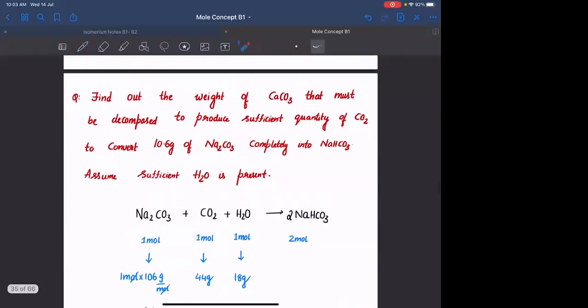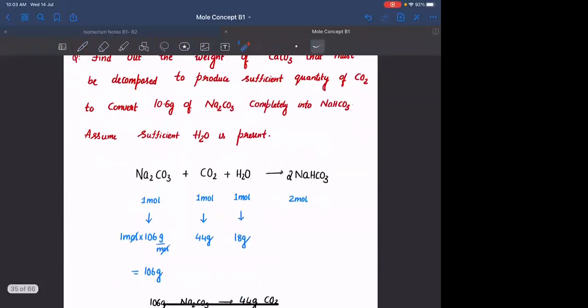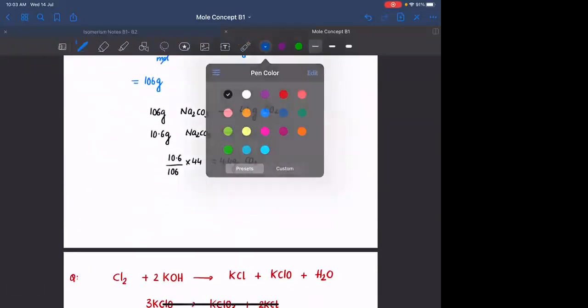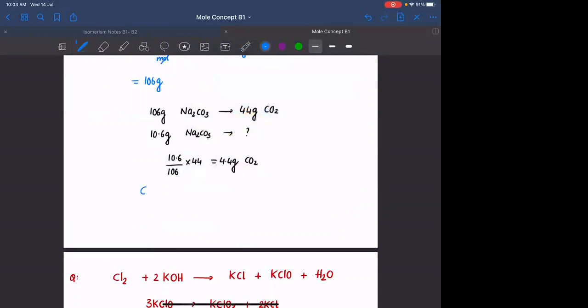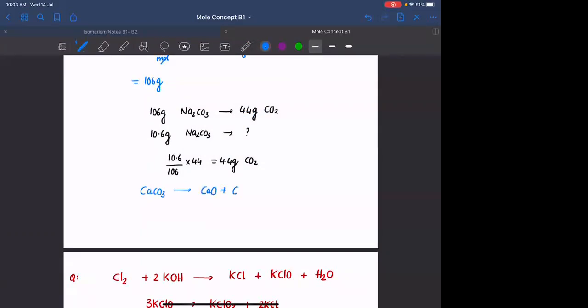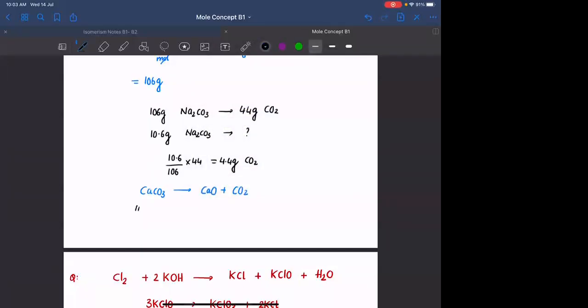But how are we obtaining CO2? Read the question. Find out the weight of CaCO3 that must be decomposed to produce CO2. So we are obtaining this CO2 by decomposing CaCO3. So you need to write the decomposition reaction of CaCO3. CaCO3 gives rise to CaO plus CO2. In this, I can do the analysis.